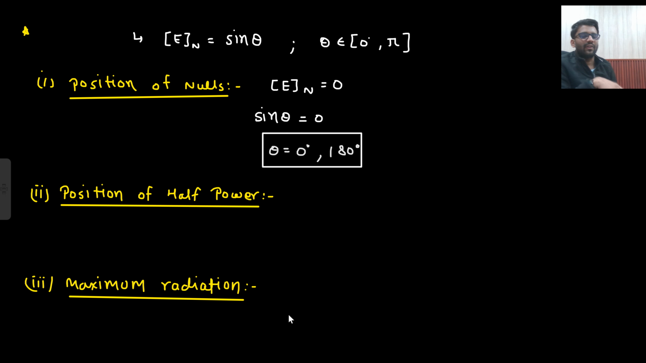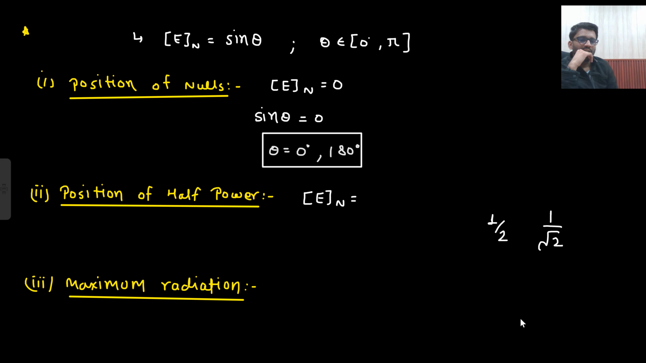What about position of half power? So the power that is half of the maximum value. At what value of theta is your power half of the maximum value? When I find out the half power, what do you think I should equate it to? When I am finding half power, my normalized value of E field should be equated to what? It should be equated to 1 by 2 or it should be equated to 1 by under root 2.